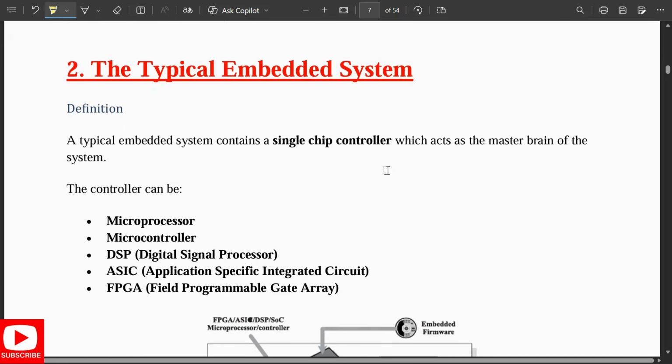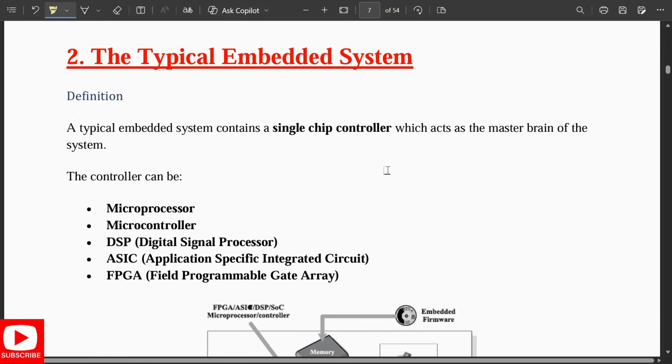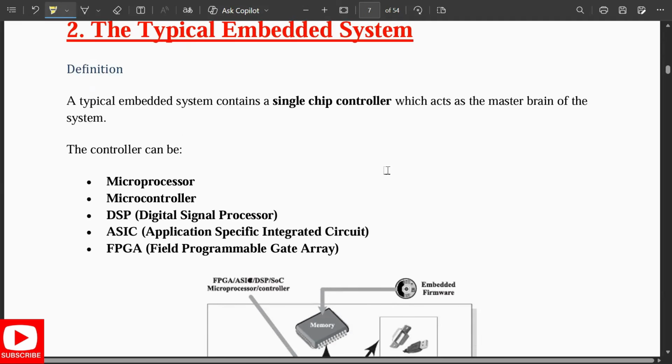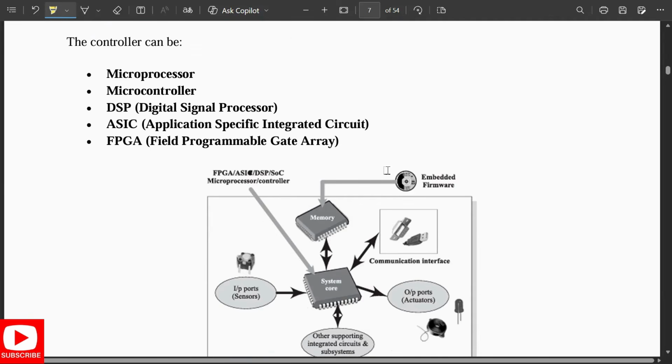Next comes a typical embedded system. This is a question that had been asked in the model question paper: the architecture of the embedded system. So you need to write this as an answer for that. A typical embedded system consists of a single chip controller which acts as the master brain of the system. The controller can be a microprocessor, microcontroller, DSP, ASIC or FPGA.